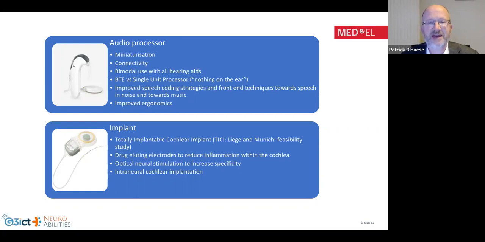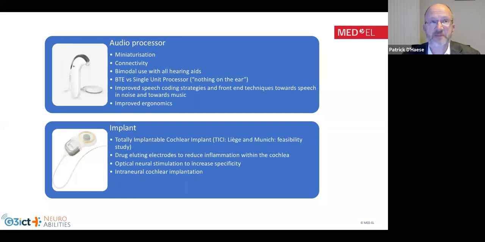As Lidia already indicated, a key component for innovation in the audio processor is miniaturization, going smaller and smaller, because too often audio processors are seen as too big and there's a stigma associated with it. Obviously, for user comfort, we also want to make them smaller. Another innovation aspect is connectivity. How and with which kind of devices do you connect your audio processor? For example, with a cell phone, which is already possible, or with your TV, but I'm sure that more possibilities will appear over time.